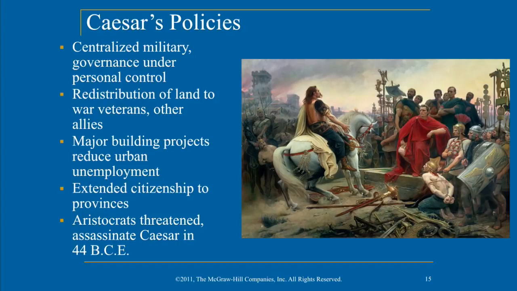Now, you might ask why Caesar is so loved by the people. First off, he has a centralized military, their governance under personal control. Before, the armies of Rome had allegiance to Rome. They fought for Rome, the citizens and people of Rome, SPQR, Senatus Populusque Romanus, I think is what it is in Latin. And their banner they flew under was that they were fighting for Rome. But under Caesar, he was so well loved by his men, and he was such a great general, they basically are only loyal to him. They don't really care who they have to kill or how they have to do it. They just know that Caesar's the man, and we're sticking with him. Caesar also redistributes the land to war veterans and other allies.